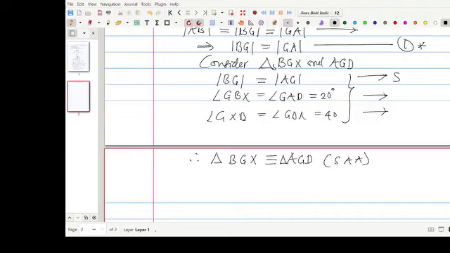That is, they are equal in every respect. In respect of size, they are equal. In respect of angle, they are equal. In respect of area, in every respect, all right, they are the same. That is the meaning of congruency. All right, so we have established that already.